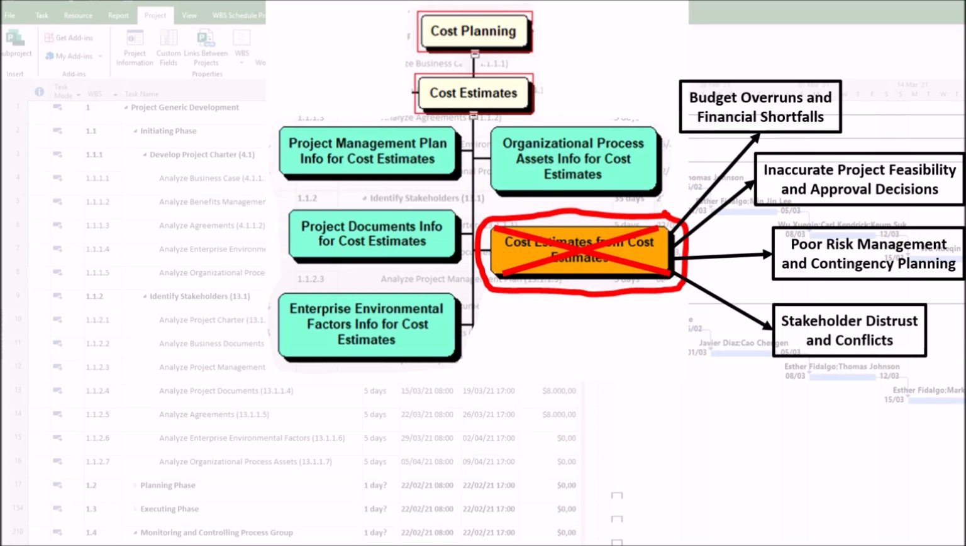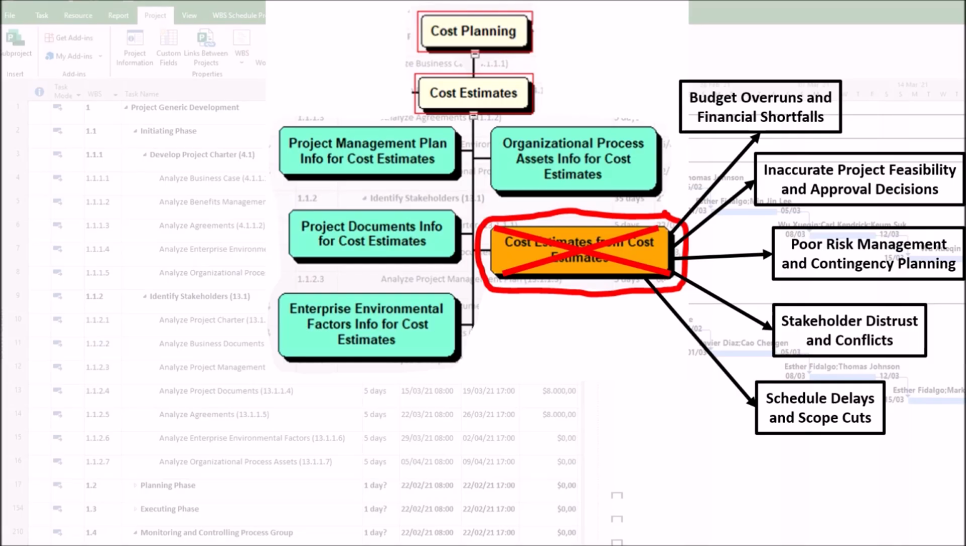4. Stakeholder distrust and conflicts. Frequent cost revisions erode confidence in the project team. We can have disputes with clients, vendors, or sponsors over unexpected expenses. For example, a software project exceeding initial estimates may lead to client disputes over change orders.